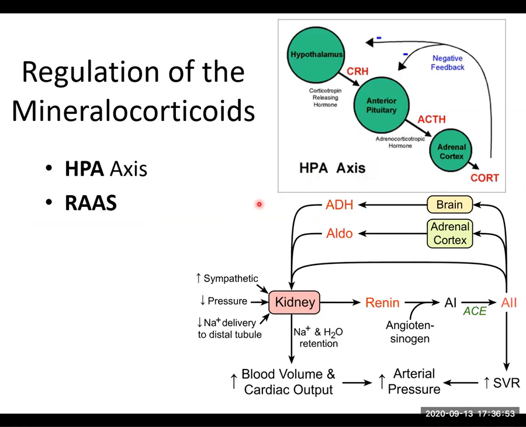So here is a summary: the regulation of the mineralocorticoids has two parallel pathways. We have this hypothalamus, anterior pituitary gland, ACTH, to cause its production. And this pathway applies to all these corticosteroid hormones. However, mineralocorticoids, in addition to this pathway, are also regulated by the renin-angiotensin-aldosterone system.